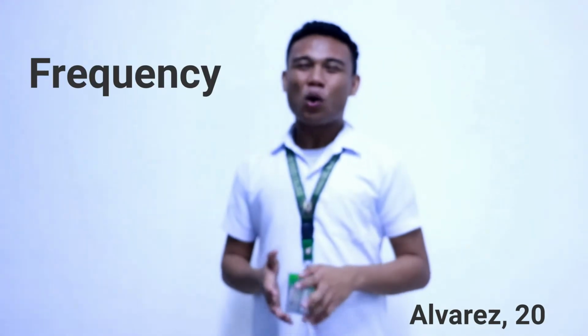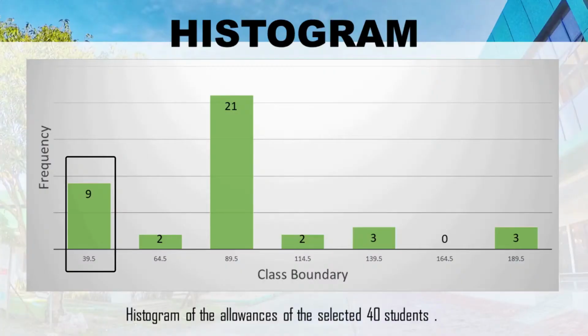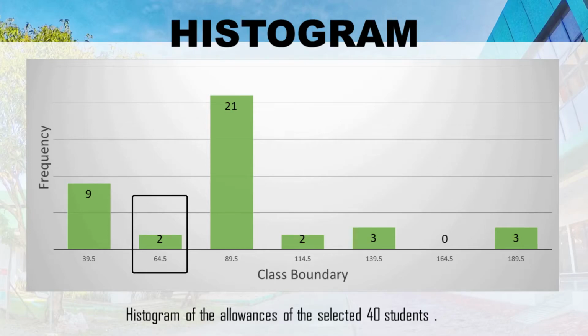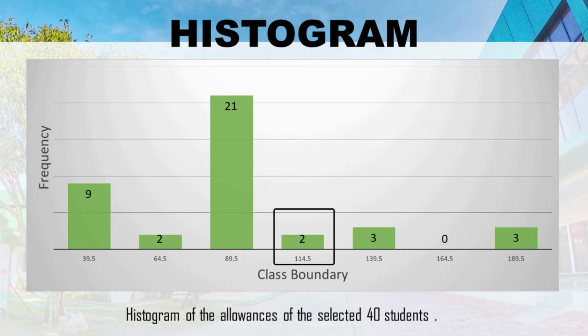In histogram, we use frequency and class boundary. Class boundaries are 39.5 with 9 frequency, 64.5 with 2 frequency, 89.5 with 21 frequency, 114.5 with 2 frequency, 139.5 with 3 frequency, and 164.5 with 0, while 189.5 has 3.